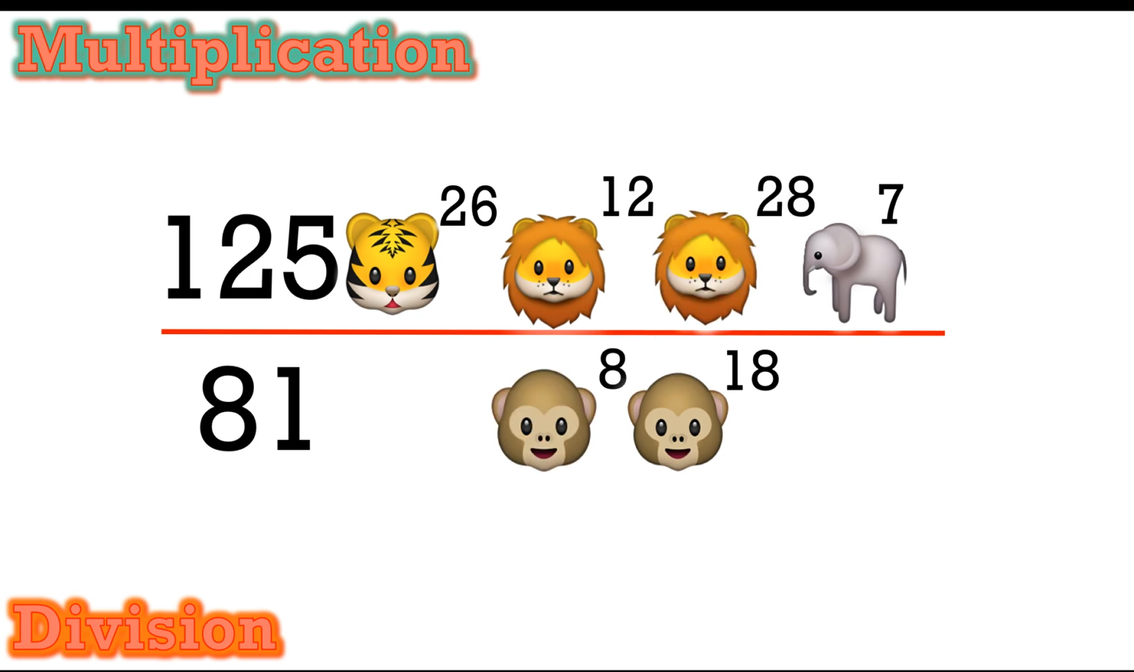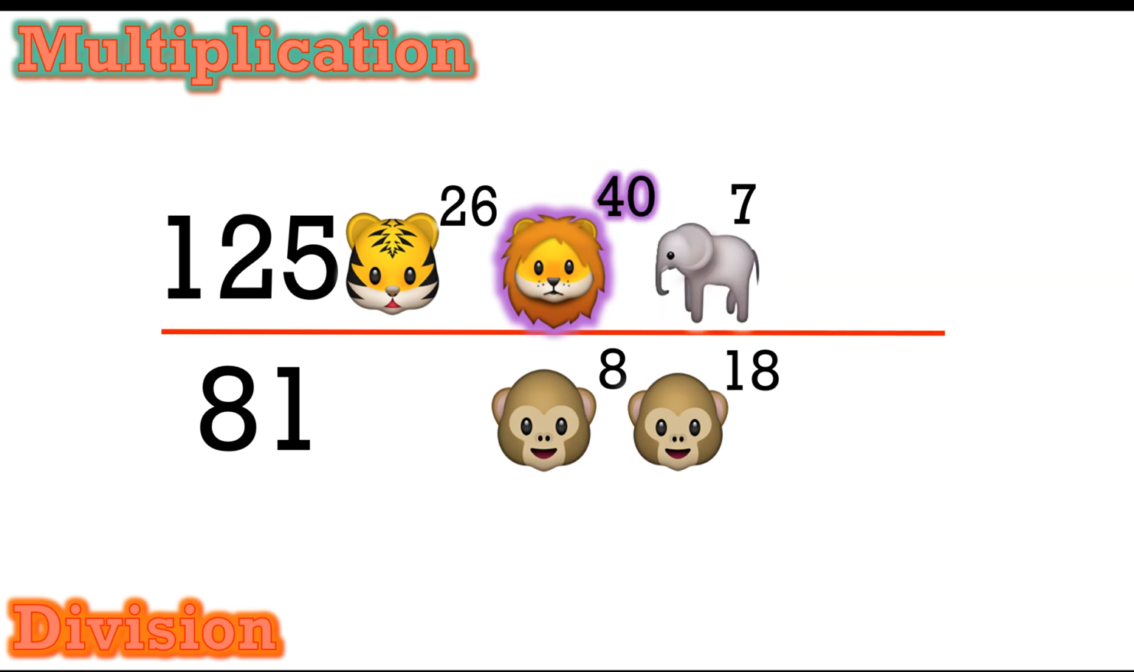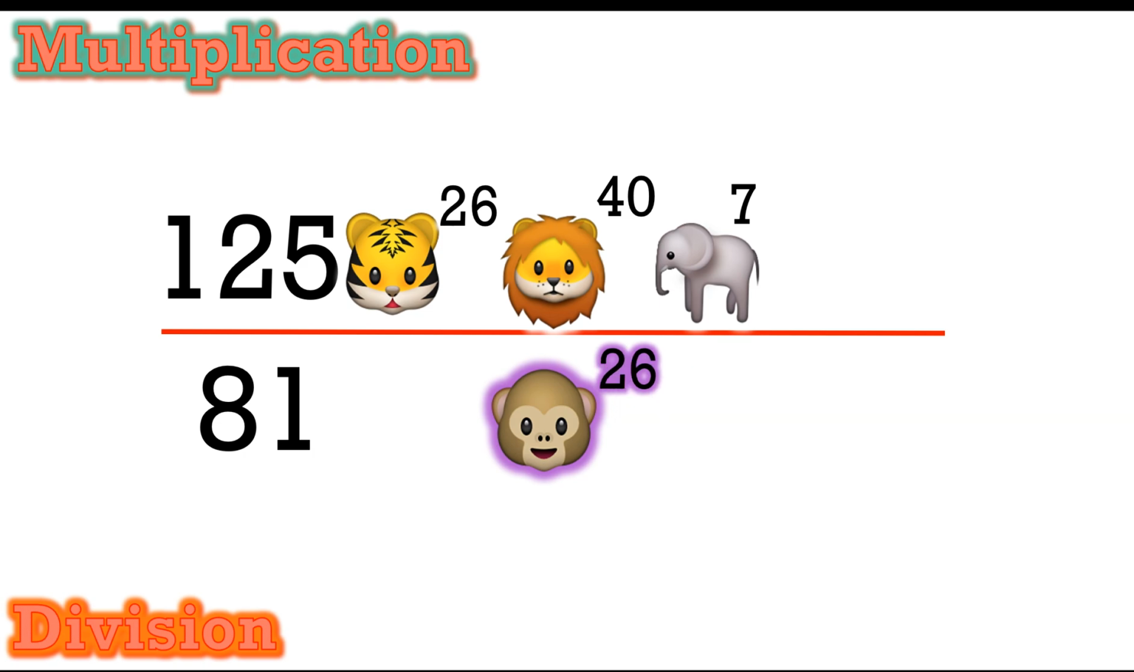And now we have only good lions, and we have 40 of them, 12 plus 28. And we have only evil monkeys. 8 plus 18 is 26. 125 over 81, those coefficients don't share a common factor, so they can't be simplified. So that's our final answer to the animal battle.